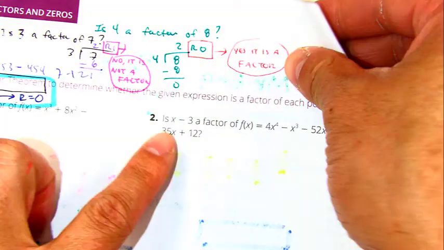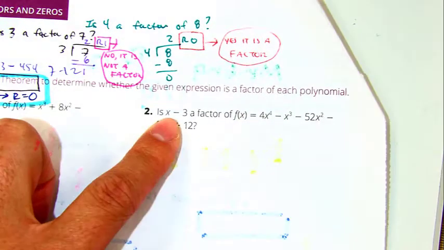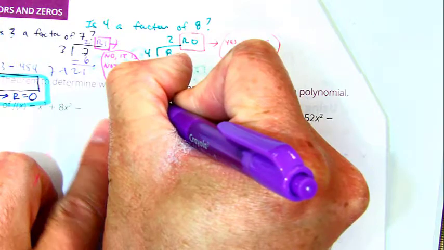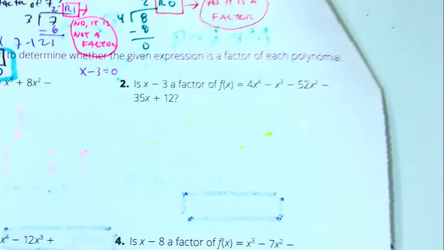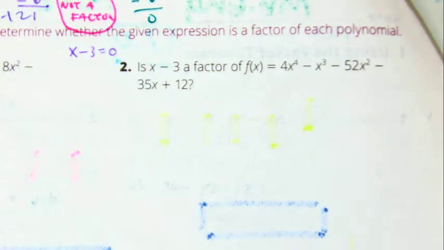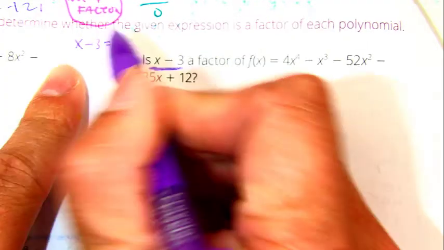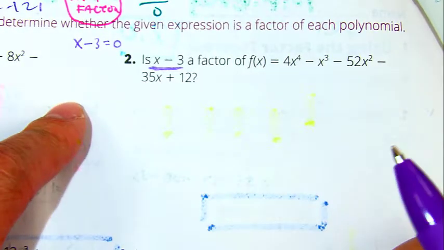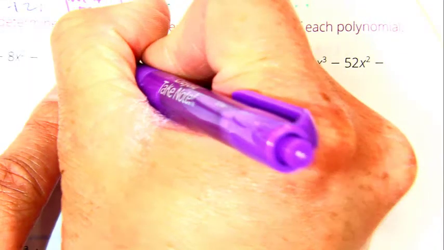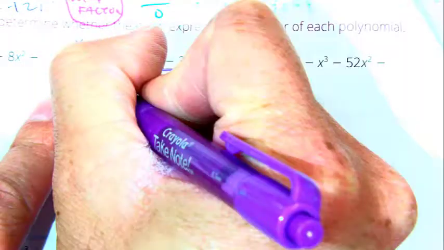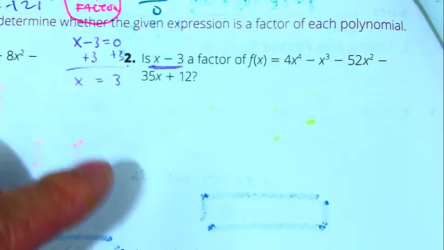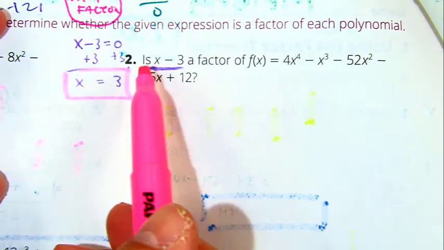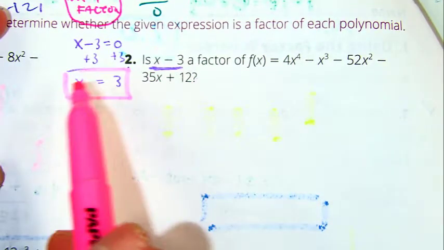Now, this is a factor, x minus 3. We're asking if it is a factor, so we set x minus 3 equal to 0. Everyone say, set it equal to 0. If x minus 3 equals 0, how do I solve for x? Add 3. That means x is equal to 3. This is a big idea: x minus 3 is the same thing as x equals 3.